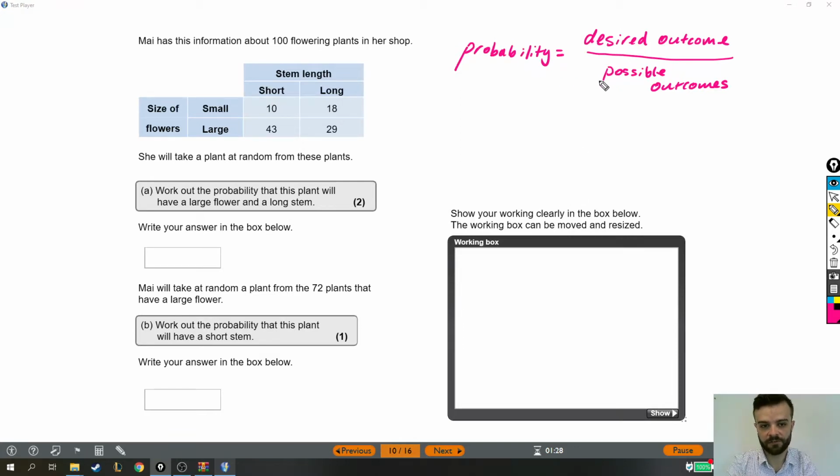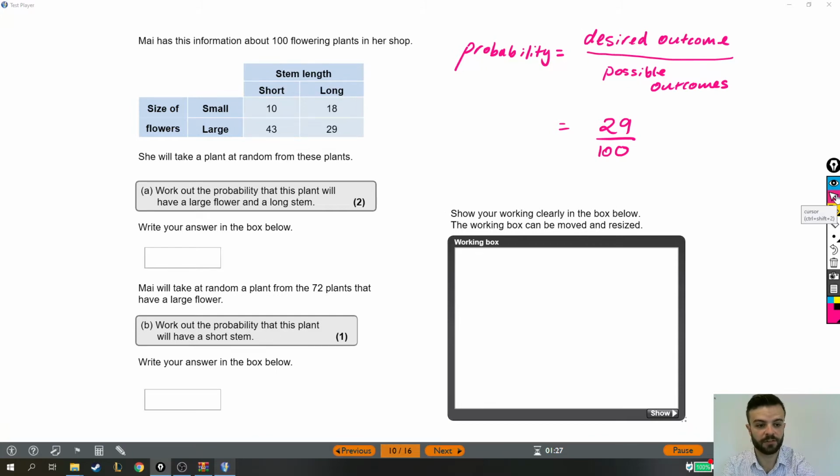So in this case, that fraction is going to be the desired outcome, which is a large flower and a long stem. So how many large flower long stem plants are there? There are 29 large flower long stem. So that fraction is going to be 29 out of how many plants I could have possibly chosen. And there were 100 flowering plants, or I could have added these up and these will add up to 100 as well. So there are 100 possible outcomes, so the fraction is 29 over 100. And that is the probability.